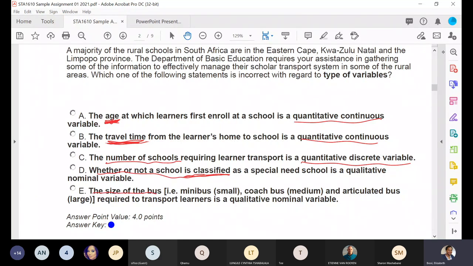The size of the bus. Now, here is the other thing. Don't just look at the keywords. Read the whole sentence first, because there might be additional information that converts a number into something else. So here they say the size of the bus, that is minibus, small, medium, and large. Now that size is no longer a number, like when we say it's 10, 20, or 30. It says small, medium, or large. Ask yourself, can I add them? Can I put them into categories? And that's how you will know what you need to do. So which one is the correct answer? We're looking for the incorrect answer.